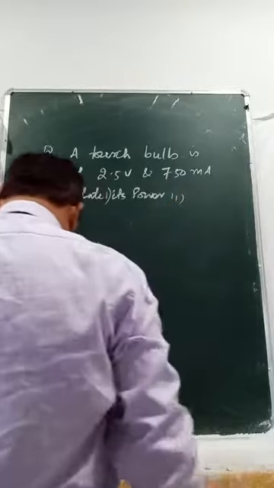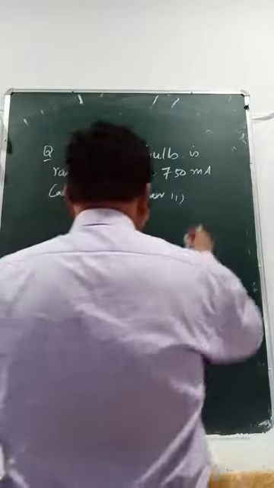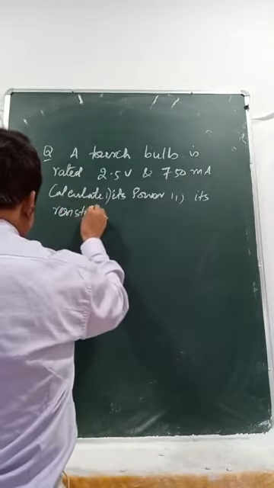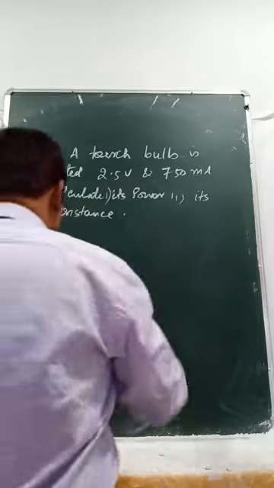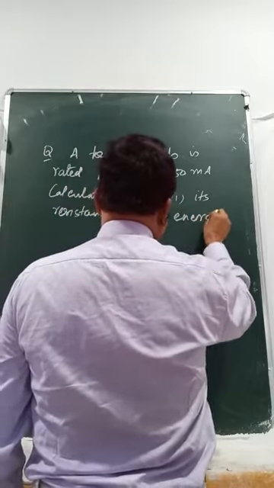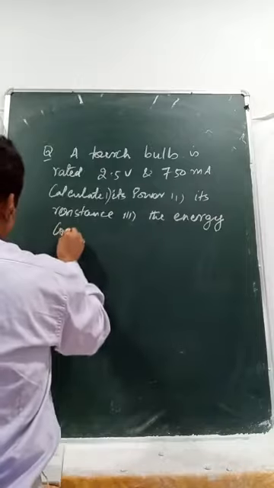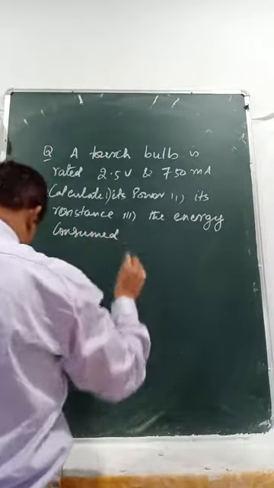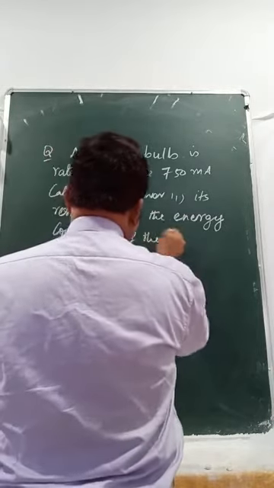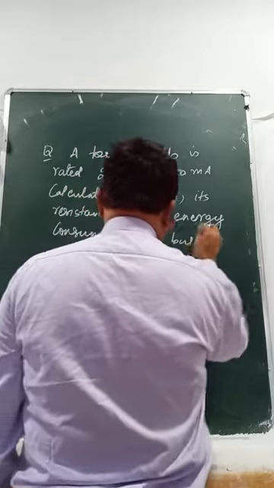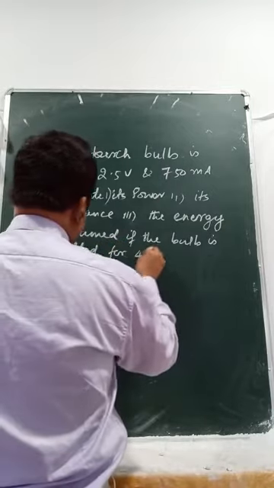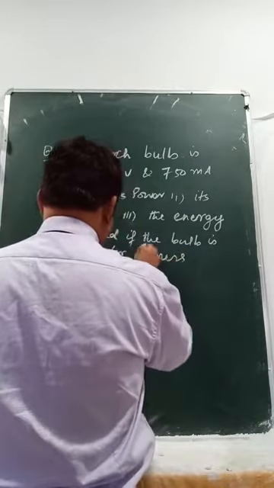Second, its resistance. Third is the energy consumed if the bulb is lighted for 4 hours. Okay.